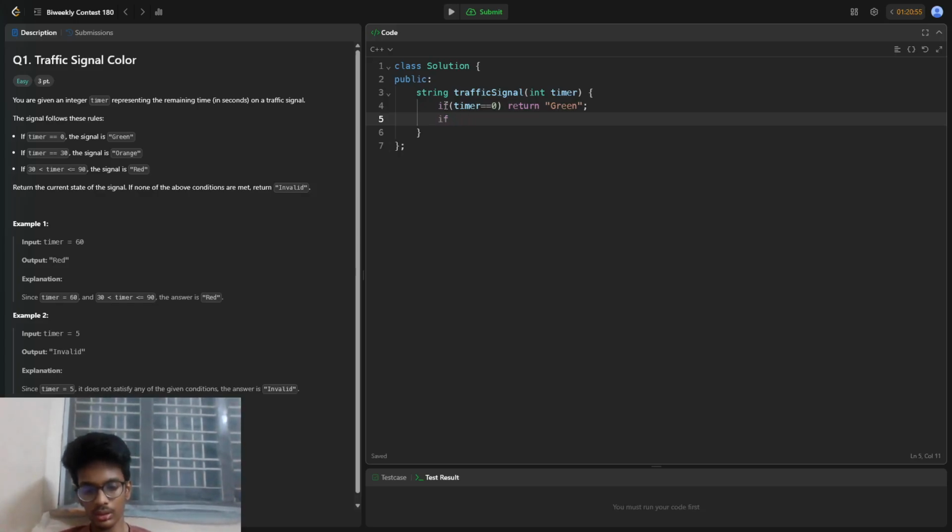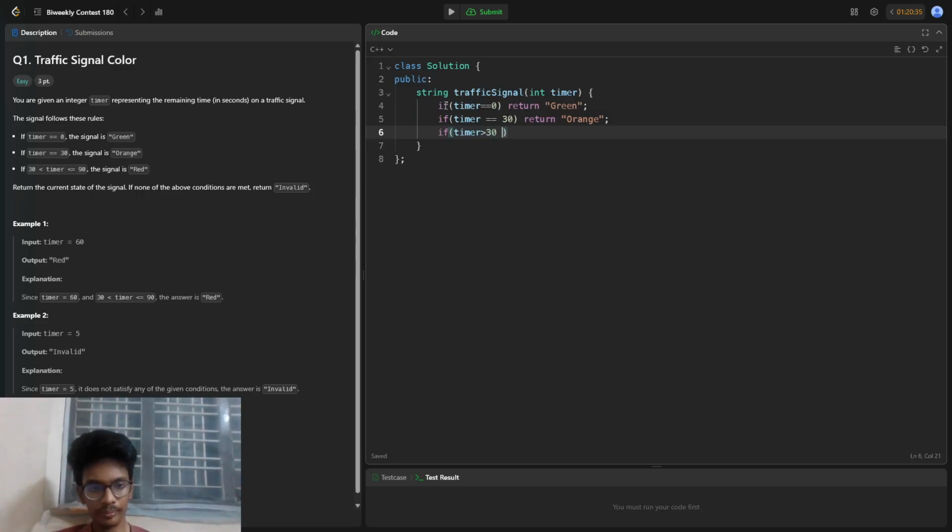Since you are using a return statement, no need to write an else if. If timer is equal to 30, return orange. If timer is greater than 30 and timer is less than or equal to 90, I'm supposed to return red. Otherwise, I'm supposed to return invalid.